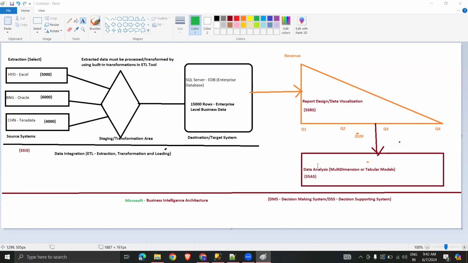Here, we build the cube. We store the data in a multi-dimensional format where you need to learn and apply MDX commands, multi-dimensional expressions, and a tabular model uses DAX expressions, the data analysis expressions, which is really a tedious task for job seekers. That's the reason people don't pay interest towards this. But how about the work actually?